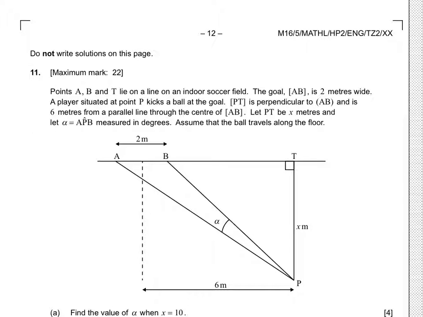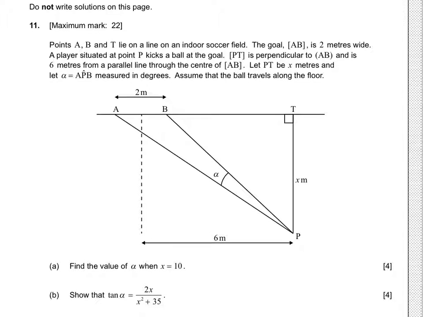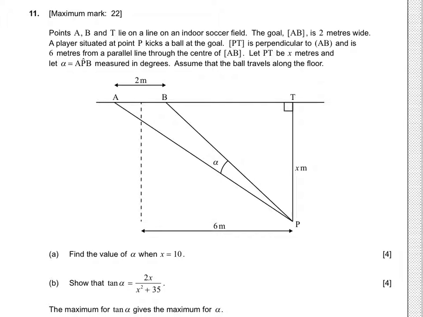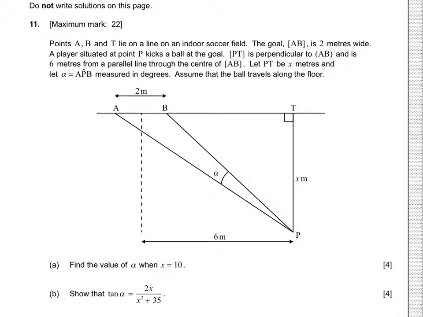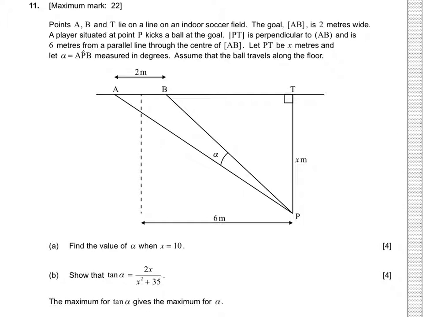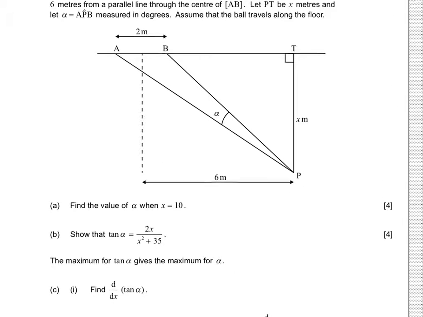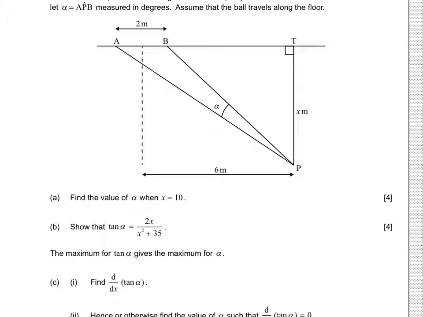Okay, this is question 11 from May 2016, paper 2, time zone 2. It's actually quite a common question that some people, especially at standard level, tackle for their IA. What people spend 10 hours doing when writing up projects about it, you've got to do in about 22 marks, 30 minutes or so. No challenge. Find the value of alpha when x is 10.